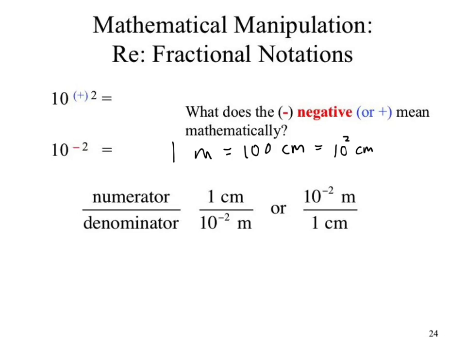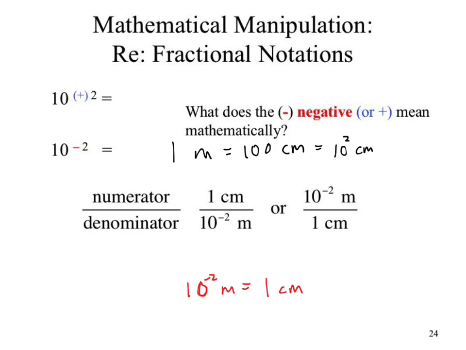Okay. We've got one conversion that says 1 meter is 10 to the second centimeters. We have another conversion that says 10 to the minus 2 meters is equal to 1 centimeter. Who's right? They're both right. Why would we choose one over the other?